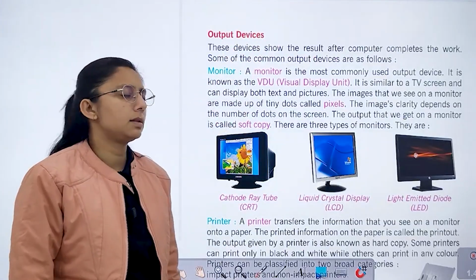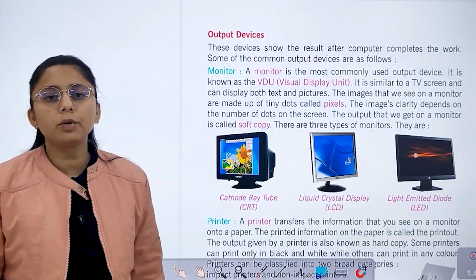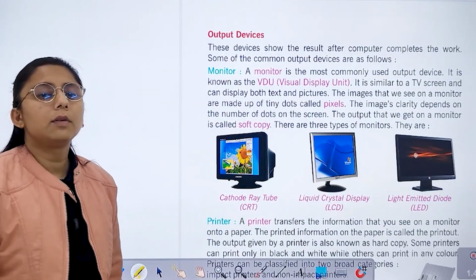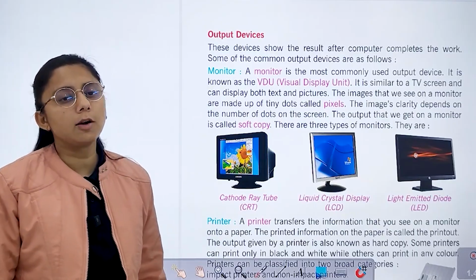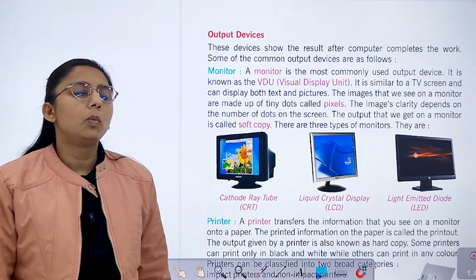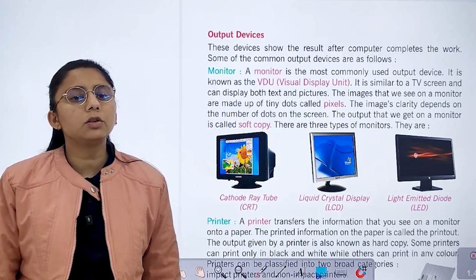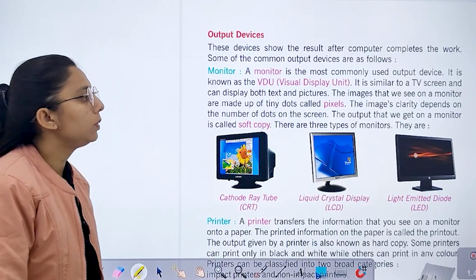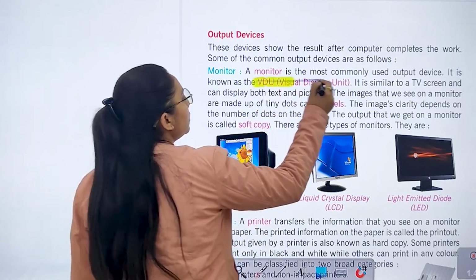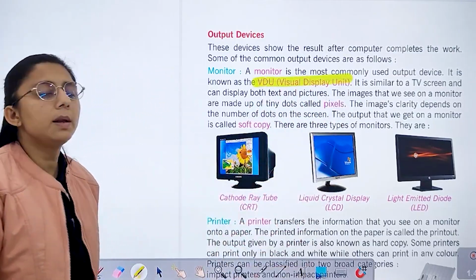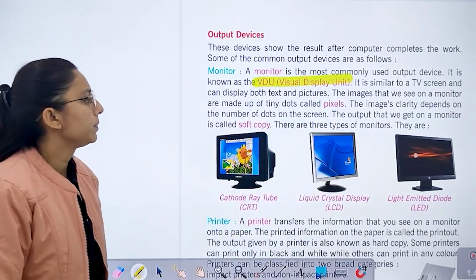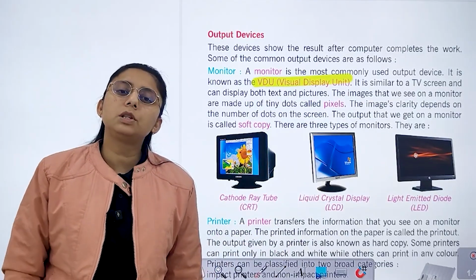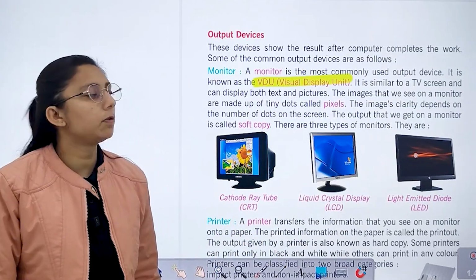Then we have output devices. What are output devices? Output devices are the devices that give you an output, like monitor. Whatever thing is displayed on your screen is an output. And what we call monitor, it is a video, that is visual display. It is similar to a TV screen, right? And the images that we see on a monitor are made up of pixels.